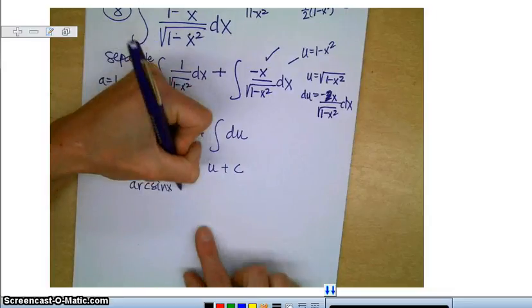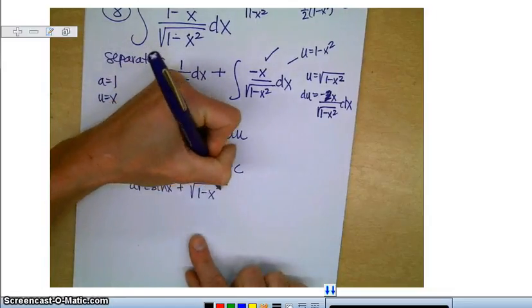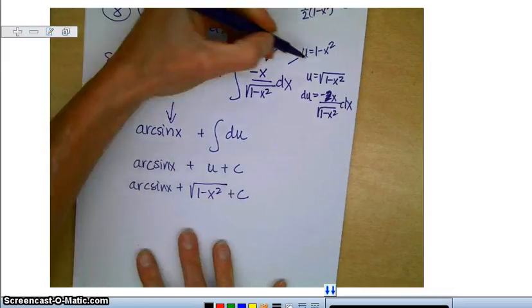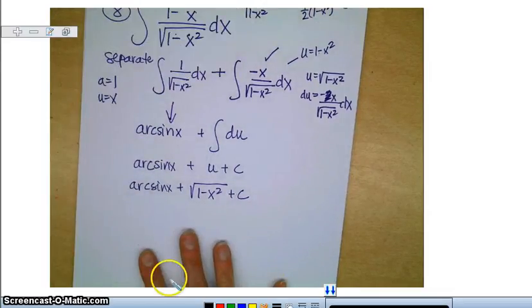U was the square root of 1 minus x squared. Wasn't that my u? Okay. Some of you are like, whoa, I don't believe you, Mrs. Kern. I don't believe you can do that, right? I don't like this. It's not normal. Well, try it. Try just letting u equal 1 minus x squared. I got a different answer.